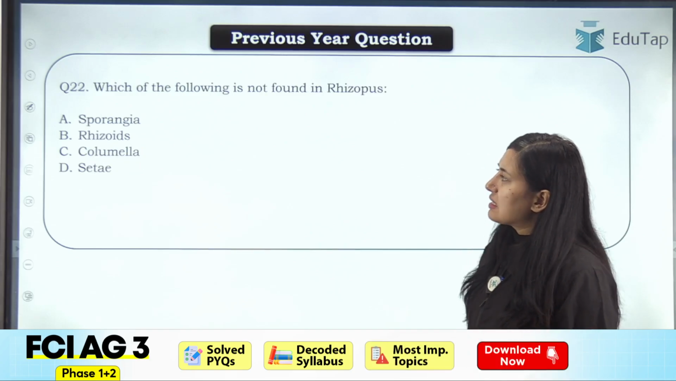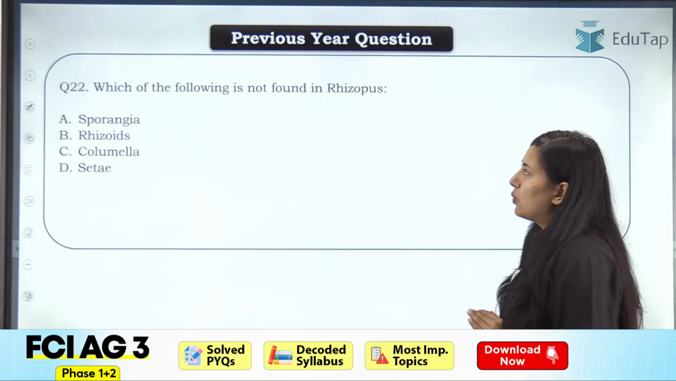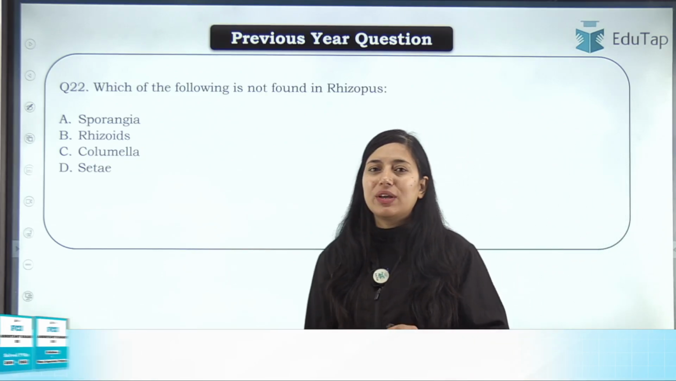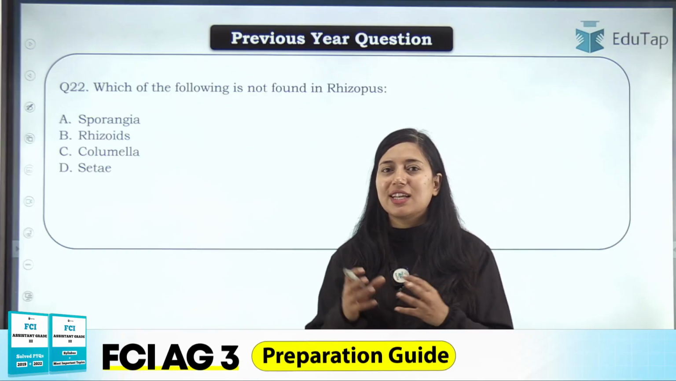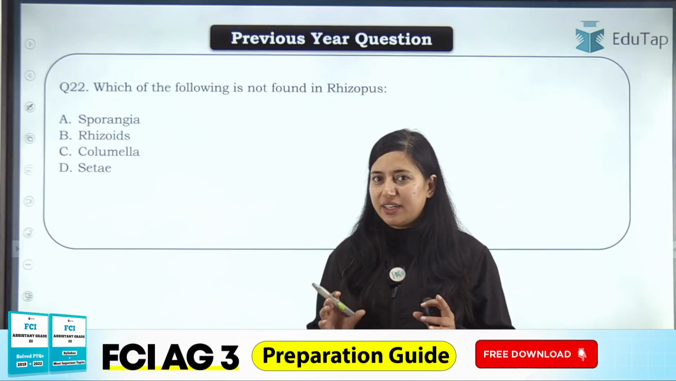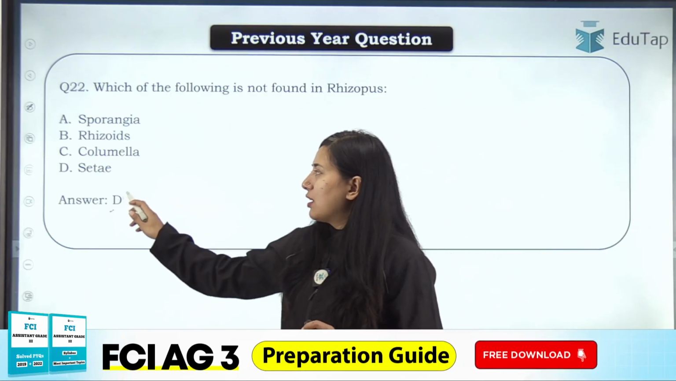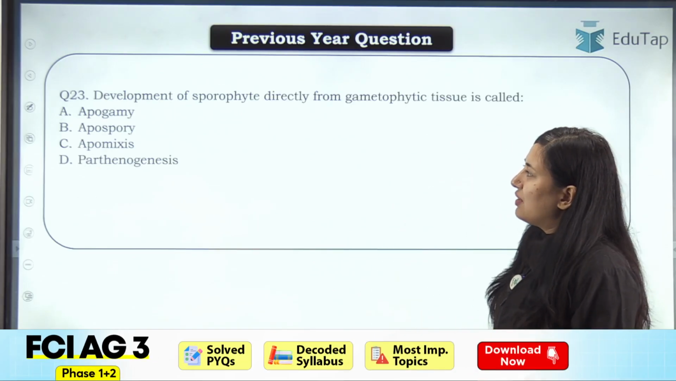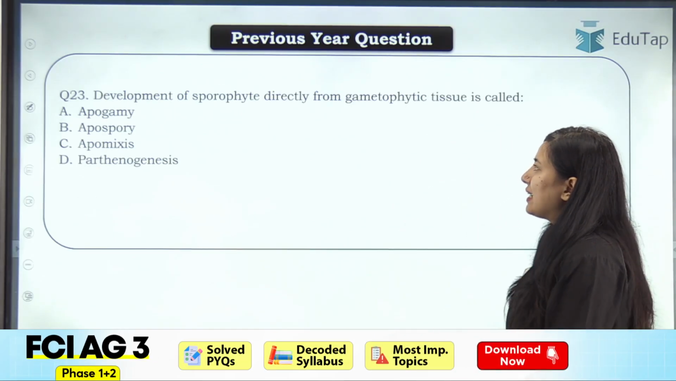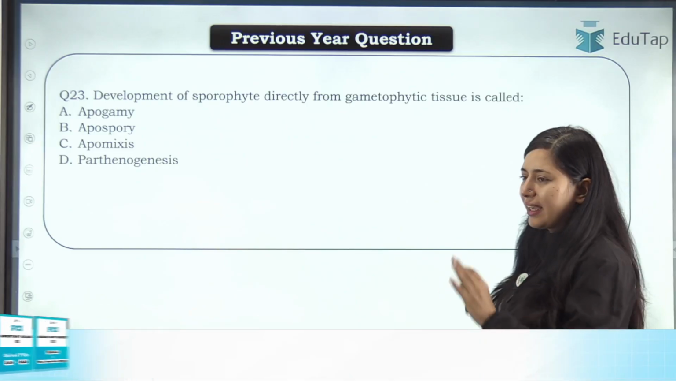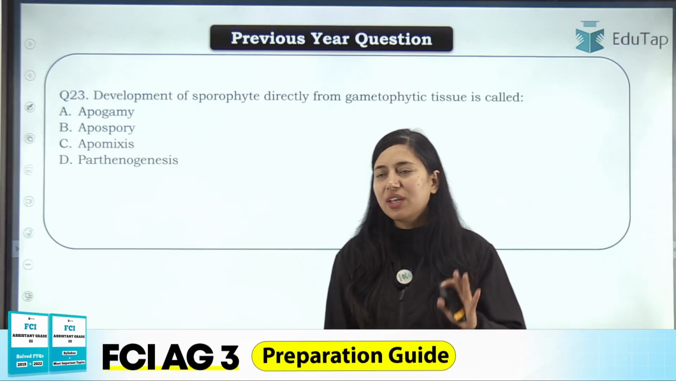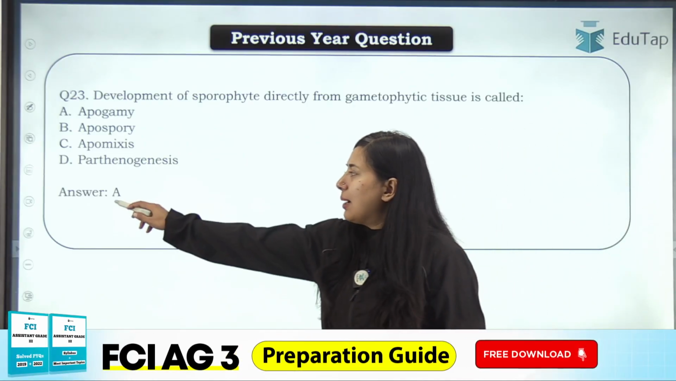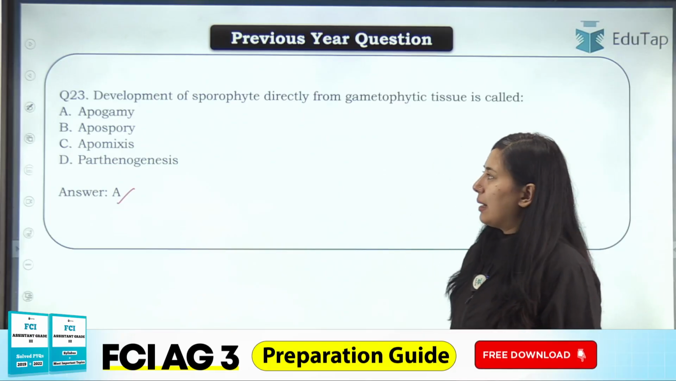Okay, next is, which of the following is not found in rhizopus? Now, when we study the structure of rhizopus, there are different segments that we study, right? But setae is not part of that, so the answer will be setae. Okay, next is, development of sporophyte directly from gametophyte tissue is called, again a direct question from NCERT, very easy. So it is called apogamy.